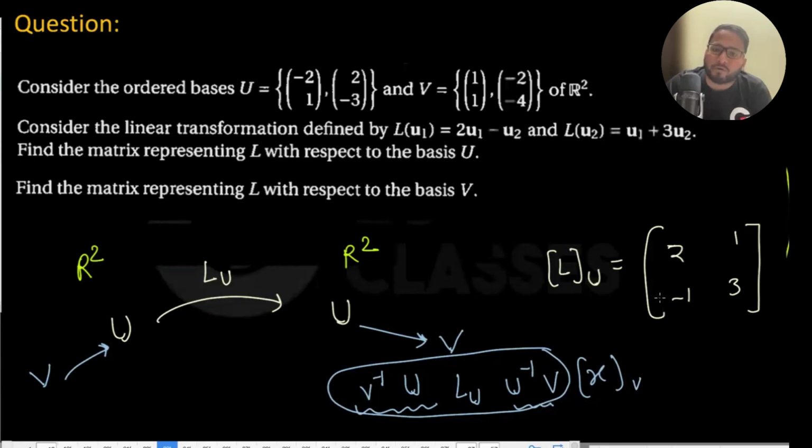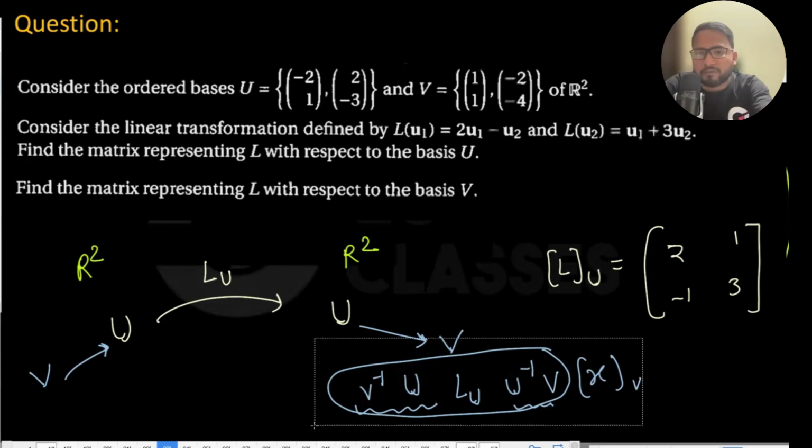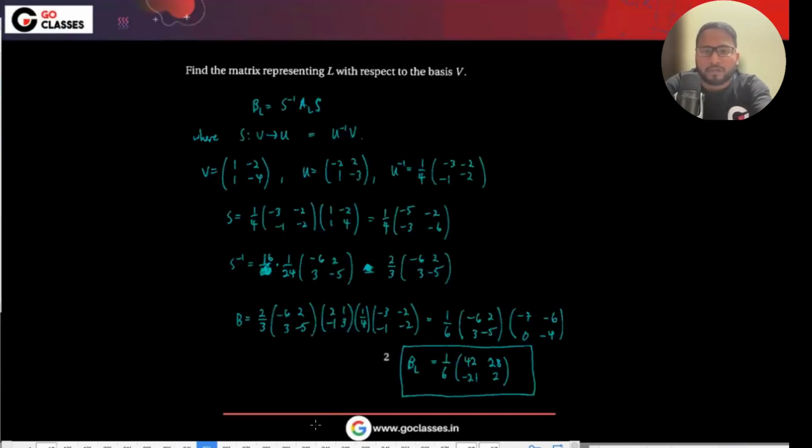Let me know if that's okay to everyone. Yes, you need to calculate U inverse, and then you also need to calculate V inverse. Actually, you don't need to calculate V inverse. You just calculate U inverse and multiply, since these are inverses of each other. Let's just check what method they have used. This is just one of the methods which is coming to my mind.